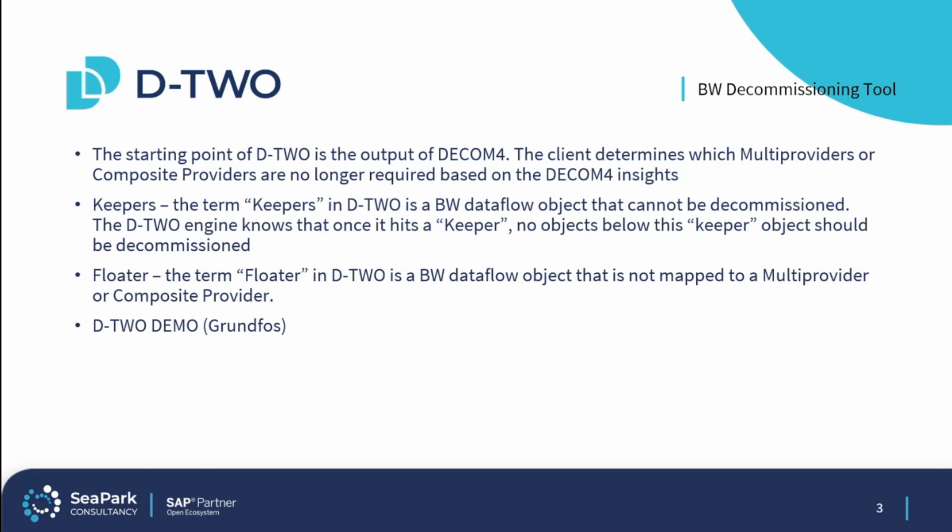The way D2 works is that we extract about 40 plus metadata tables out of the system. We don't need any add-ons installed or any kind of transports. We need access to the system, but once we have extracted those metadata tables, we can build the engine and then start the process. So I'm going to share my screen and show you an example of D2 for Grundfos.